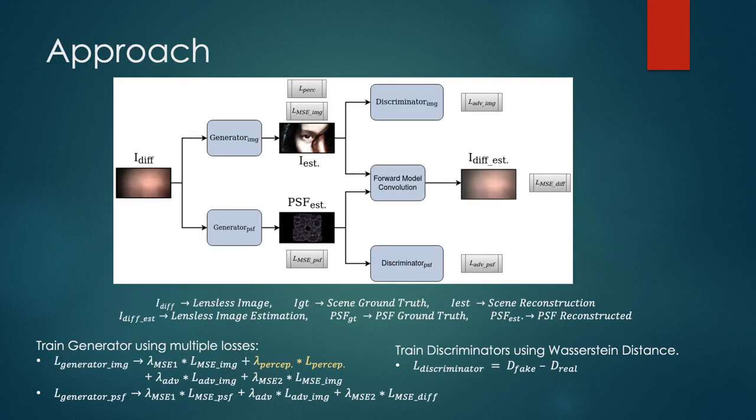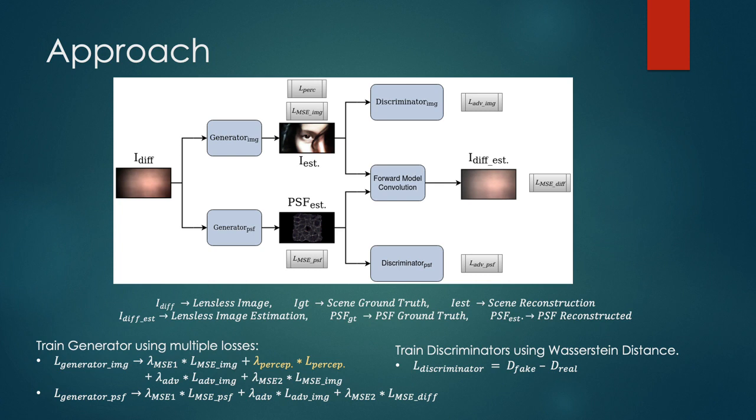The approach that we use is to take the input image and feed it into two separate generators, one for the image reconstruction and the other for PSF estimation. Both outputs also have their own discriminators to determine how realistic the reconstructions are and are trained using the Wasserstein distance. We then feed both these images to a forward convolution model to generate an estimated lensless image again.